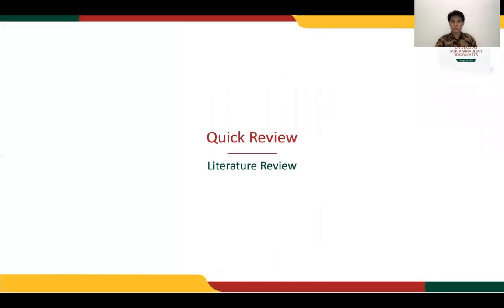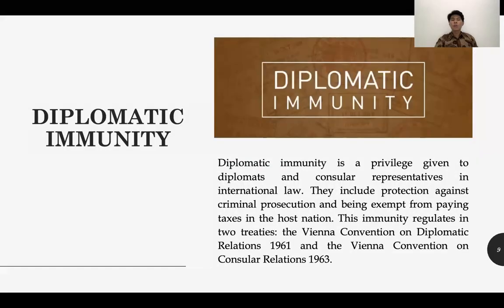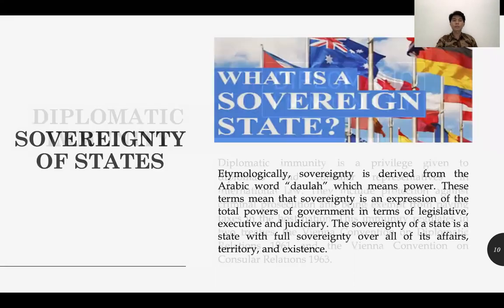Literature review. What is diplomatic immunity? Actually, diplomatic immunity is a privilege given to diplomats and consular representatives in international law. They include protections against criminal prosecution and being exempt from paying taxes in host nations. This immunity is regulated in two treaties. First is the Vienna Convention on Diplomatic Relations 1961 and the Vienna Convention on Consular Relations 1963.